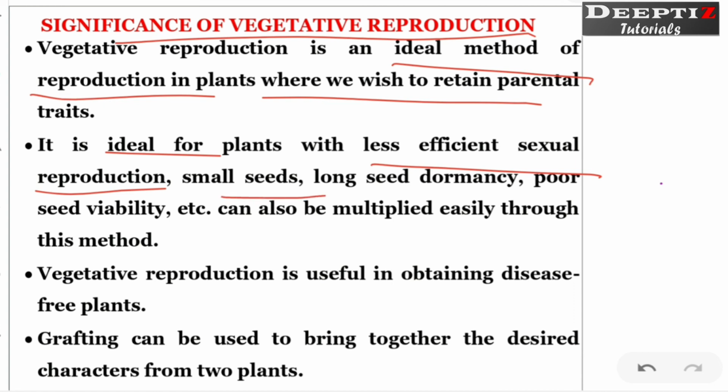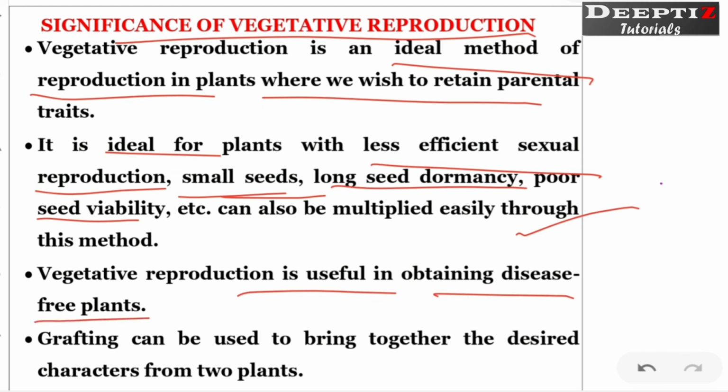Suppose some seeds are small and not going to grow properly, or seed dormancy is there. Dormancy means a period during which a seed is not able to show any growth. In such cases, this method can be opted. Now, it is useful in obtaining disease-free plants. So, in this case, what happens?